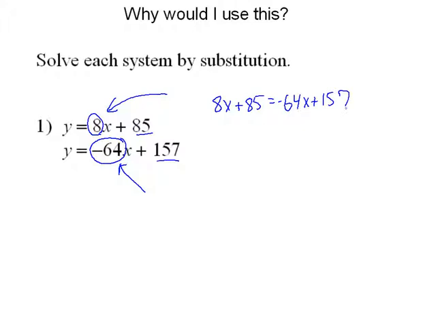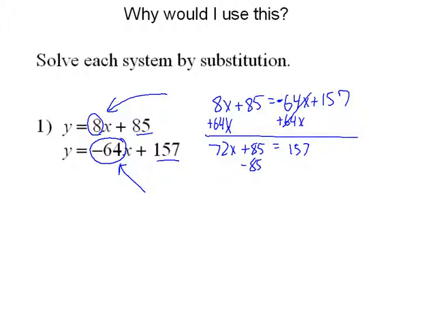And we're going to solve for x. We have eliminated the y variable. And first thing I'm going to do is add 64x to both sides. I get 72x plus 85 is equal to 157. These zeroed each other out.